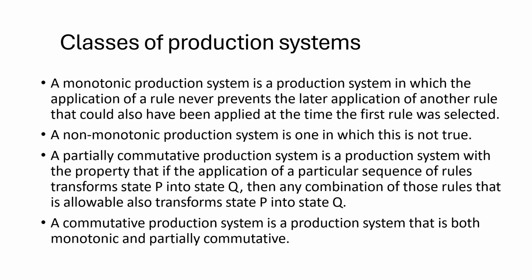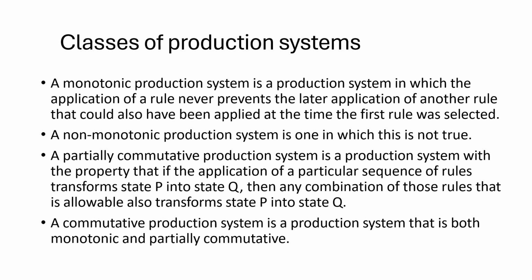The second case is the non-monotonic production system, in which this is not true. That means rules may add or remove facts, so the knowledge base can change dynamically. The best example is game playing. While playing a game, the knowledge base can change dynamically. Real-world decision making is also an example of a non-monotonic production system. This is more flexible and also more realistic.